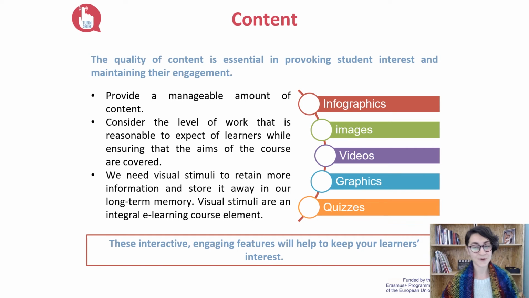And something very important in the era of technology: anything that provides visual stimuli helps the learners. Multiple researches have shown that visual stimuli allow us to store information in our long-term memory, and it stays there. It's easier than text. That's why we've listed here a list of things that you could include in your e-learning course, like infographics, images, video, any kind of multimedia, graphics, quizzes, etc. This will keep the interest alive.